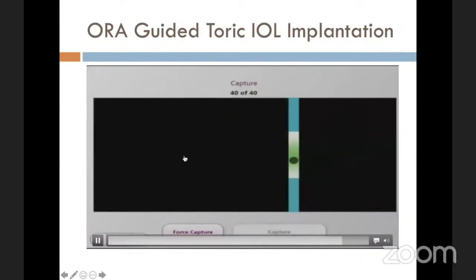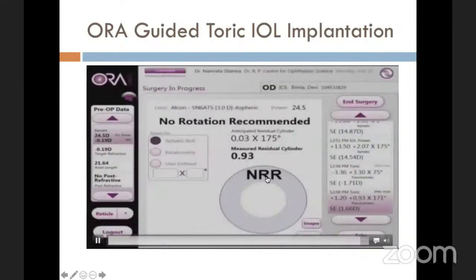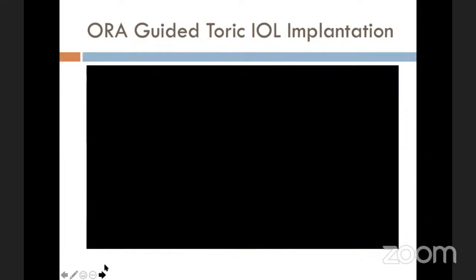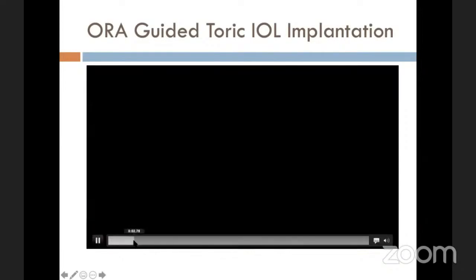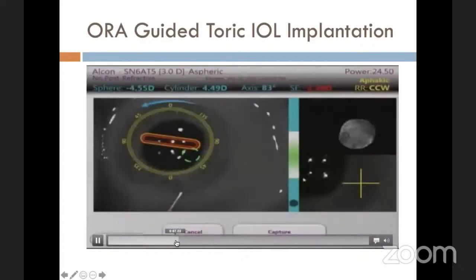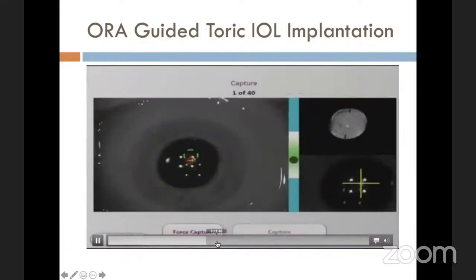And then you have to get that whole central part into the basket. So this tells you when you get this NRR, which means no rotation required. That means you've reached the end point and you are there. So what we do is a combination technique. We use both Aura as well as Verion to do the toric intraocular lens implantation.